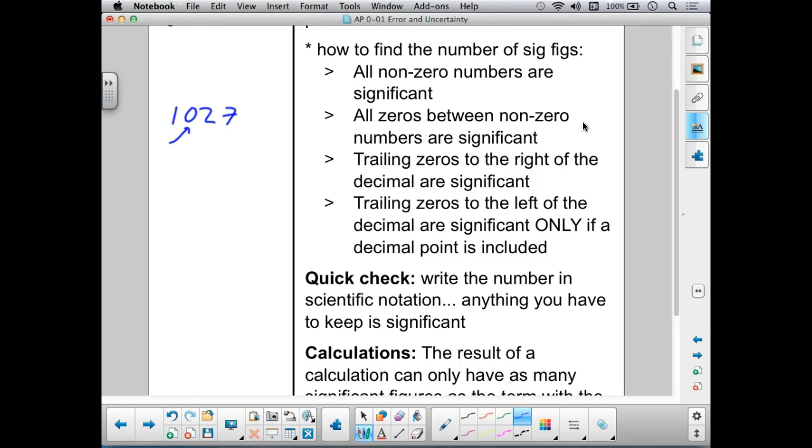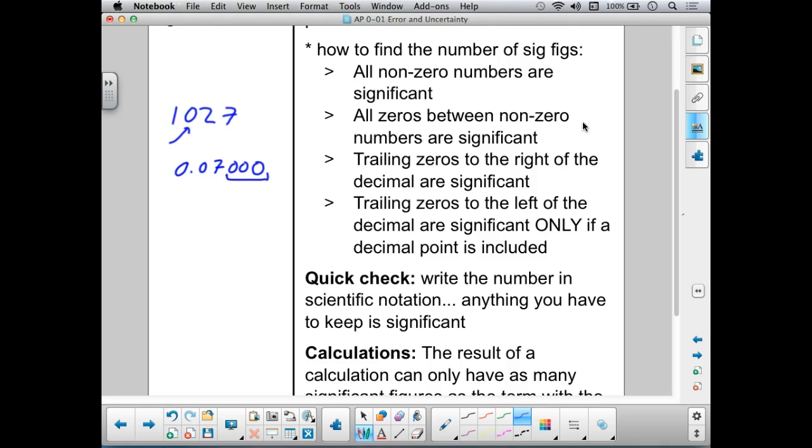Trailing zeros to the right of a decimal are significant. If I gave you something like this, all of these zeros right here, because they're to the right of the decimal and they are trailing, behind the last numerical value, those are significant because they're telling me that I actually measured something to that level of precision.